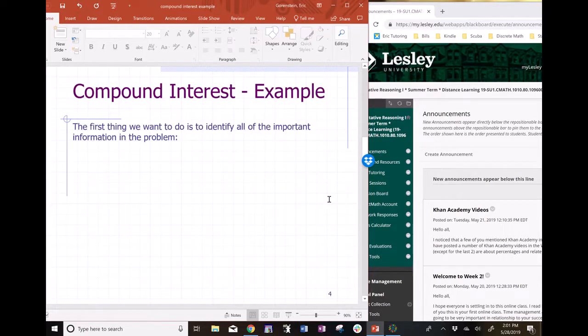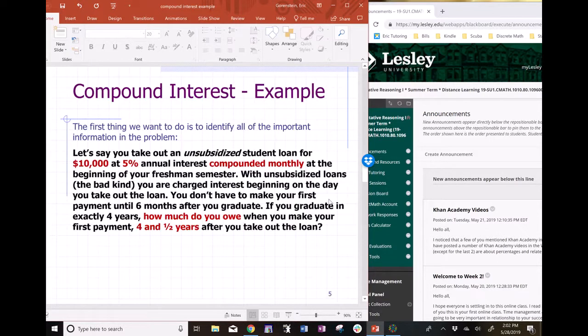First thing we want to do is identify all the important information in the problem. So I recopied the problem and just put in red all of the important information that we're going to translate over to the equation. So our principal is $10,000, interest rate 5% becomes 0.05, compounded monthly is 12 times a year, 4.5 years, so that's 4.5. And now the question here, how much do you owe? Well, that's the future value. That's what's unknown here. Okay, so this is a good idea, whether you're using this formula or another formula. It's always a good idea to sort of pull out the important information and just keep it organized.